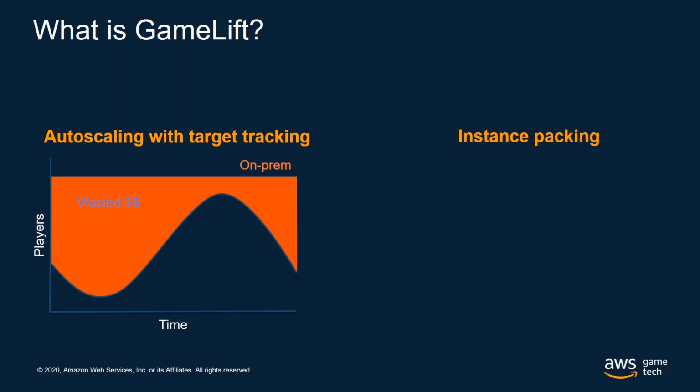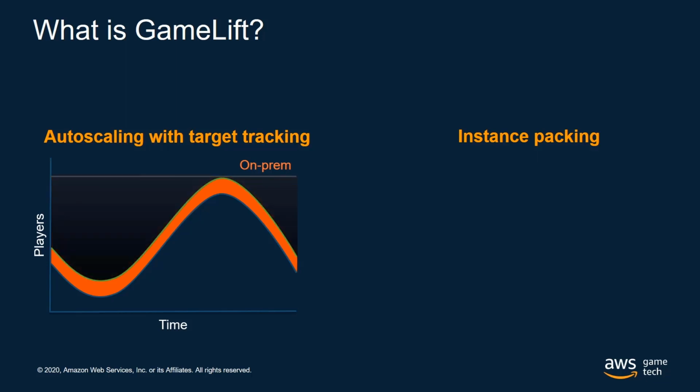Now with the cloud, because capacity is dynamic, you can just set auto-scaling rules that we call target tracking. You set a rule that says maybe you want 10 or 15% unused, so that players never wait for a server. And you just tell it to follow that line, and you can immediately see you're saving about 50% of your server usage.